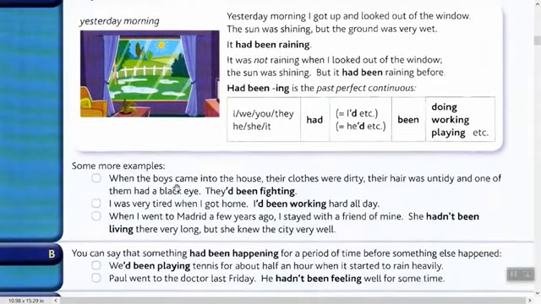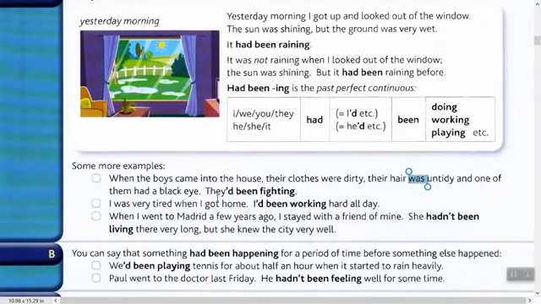When the boys came, you see, came, not come, came into the house. Their clothes were dirty. For example, yesterday in the neighbourhood, our kids left the house, went out in the area with their friends, and returned home. So what does he say? When the boys came into the house, their clothes were dirty. You see, were in the past. Their hair was untidy. See, was in the past. And one of them had a black eye. One of them had a black eye, meaning a bruised eye here.